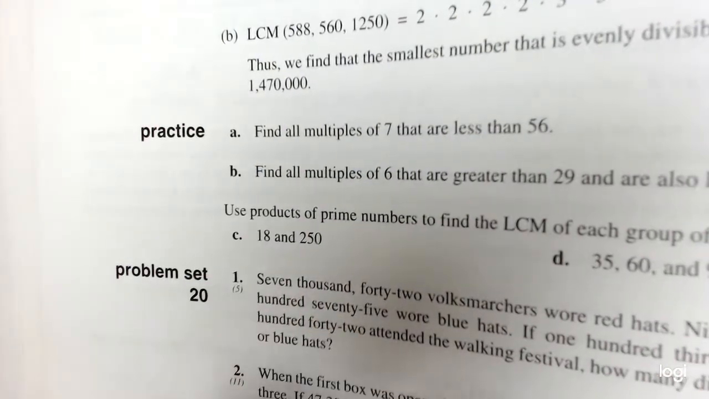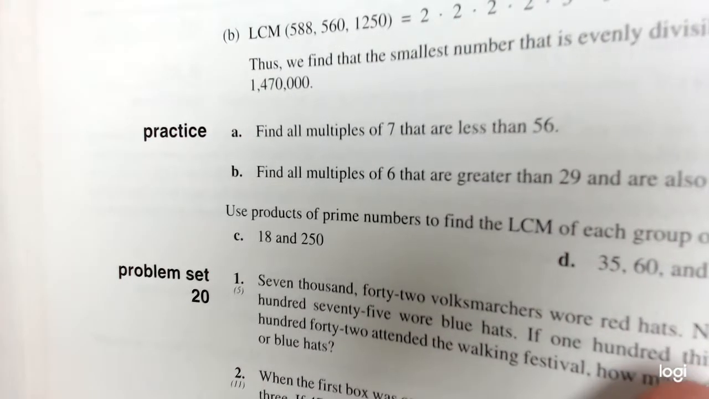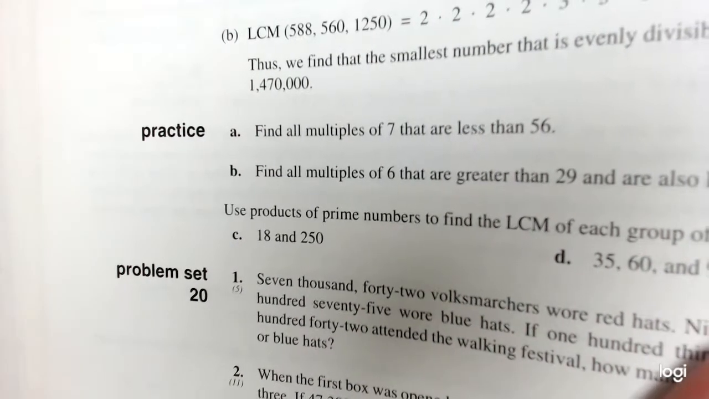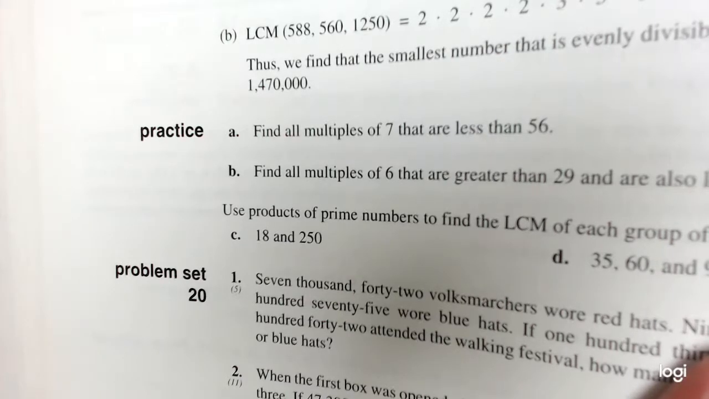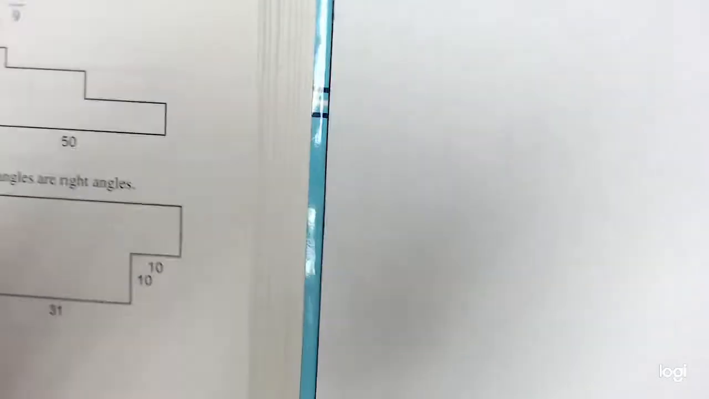So practice A asks me to find all the multiples of 7 that are less than 56. So all I have to do is count by 7s and list all those numbers that are smaller than 56. So let's go over to our work paper. I'll write down practice A. And I need to count all the multiples of 7.